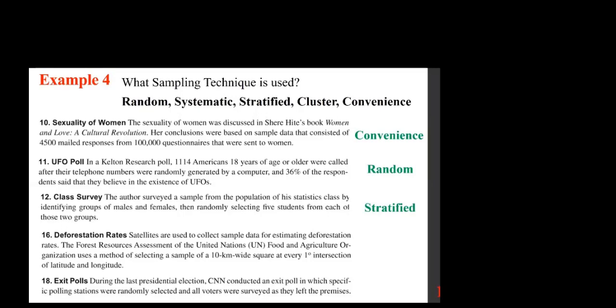Satellites are used to collect sample data for estimating deforestation rates. The Forest Resources Assessment of the UN Food and Agriculture Organization uses a method of selecting a sample of a 10-kilometer wide square at every 1 degree intersection of latitude and longitude. So what do we have here? Systematic. Very good. Every kth one, if you will.